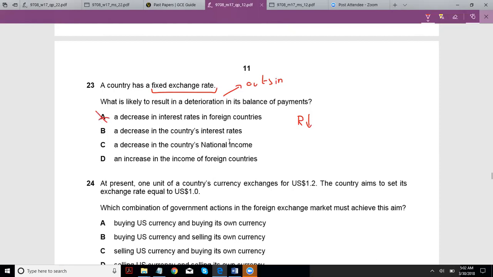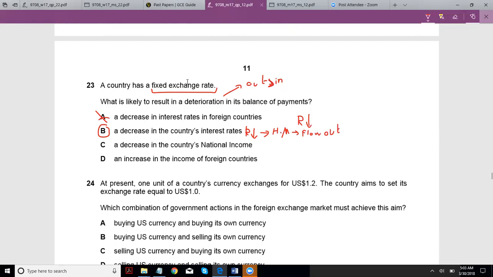A decrease in the country's interest rates. Yeah, it could be this though. If your interest rates decrease here, hot money could flow out, which is basically short-term capital. People don't want to keep their hot money here because they're getting less return on it. So hot money flows out, and that is an outflow that helps make outflows greater than inflows.